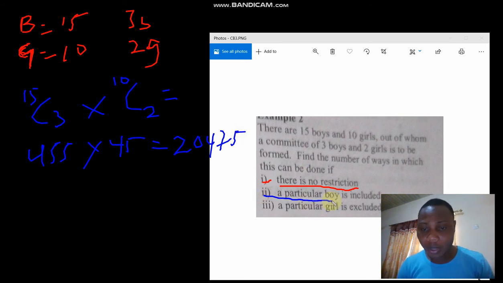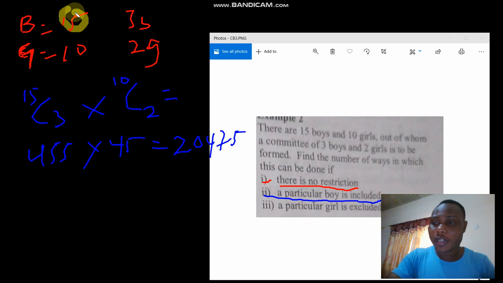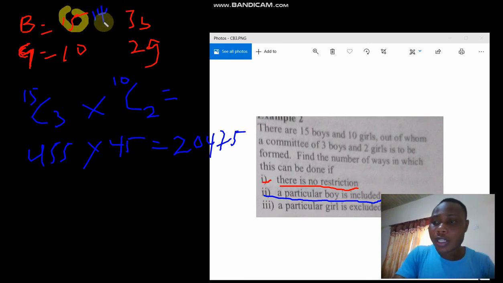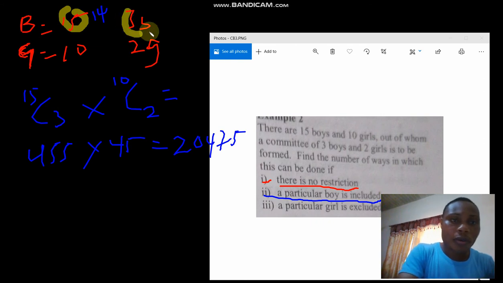Part II says a particular boy is included. What this means is that this boy has already been taken. This particular boy is part of the committee already, whether he likes it or not. So the boys are going to decrease. Our total boys becomes 14, and the boys that we are left to select are only 2.